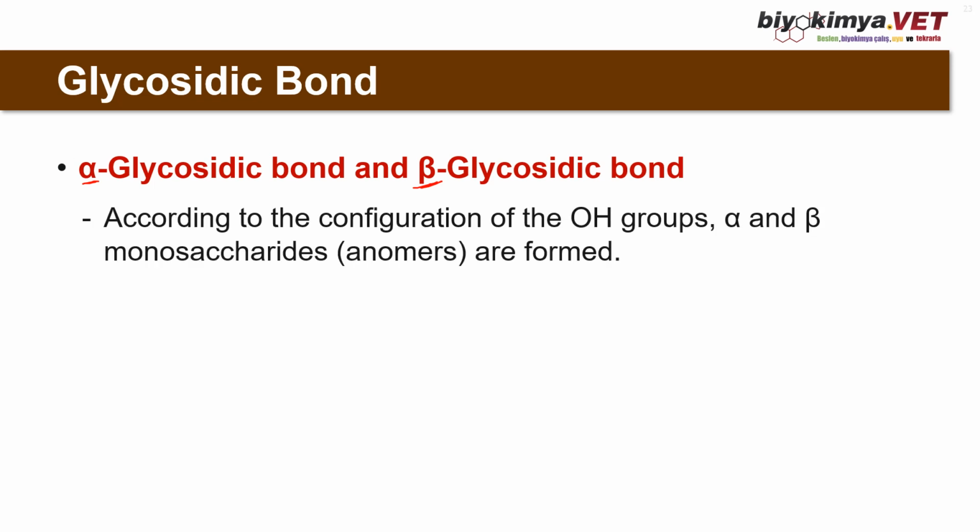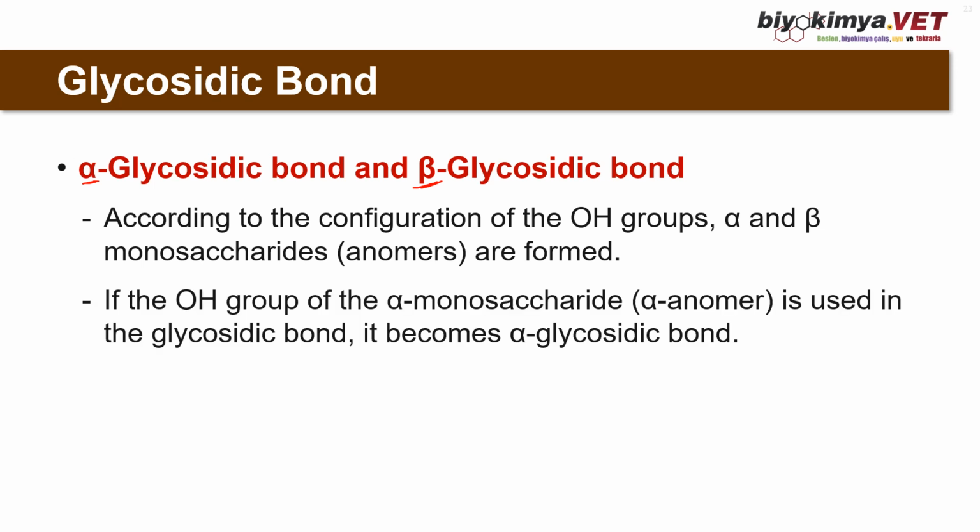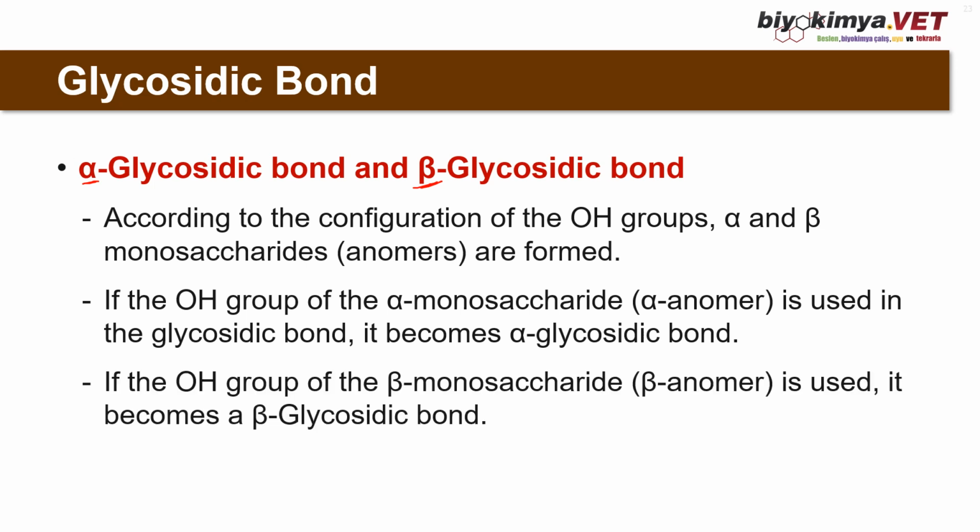So remember, according to the configuration of the hydroxyl group on the anomeric carbon, there are two forms, alpha and beta anomers. Thus, we have alpha glucose, beta glucose, alpha galactose, beta galactose. If the hydroxyl group of the alpha anomer is used in the glycosidic bond, it becomes an alpha glycosidic bond. If the hydroxyl group of the beta monosaccharide, I mean the beta anomer, is used, it becomes a beta glycosidic bond.